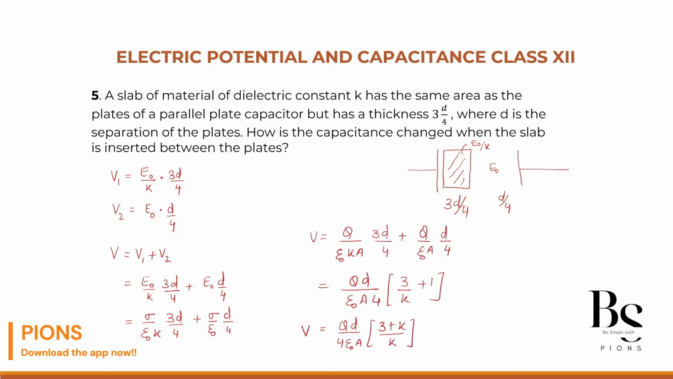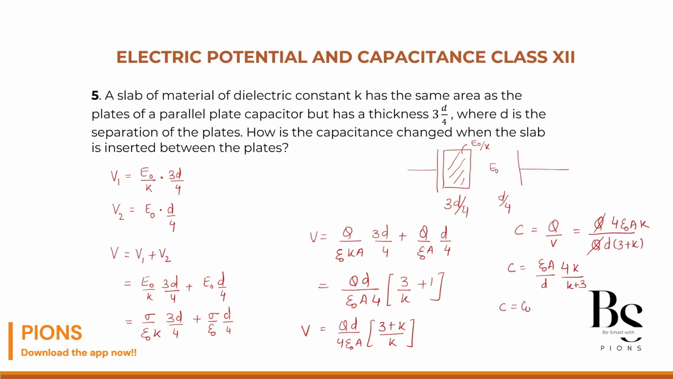If this is the voltage across this capacitor, what will be the capacitance? Sir, capacitance will be simply charge upon voltage. So what is our voltage? Q upon voltage. Q, D and 3 plus K, the remaining one will go up: 4 epsilon naught A K. Let's cancel this with this. So we are left with the capacitance value C, which will equal epsilon naught A by D, into 4K upon K plus 3.